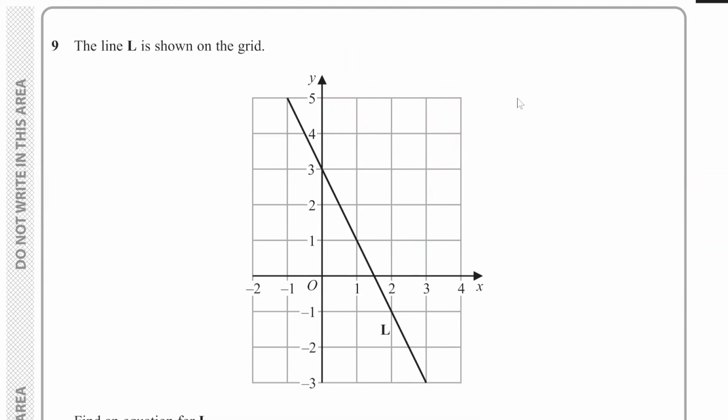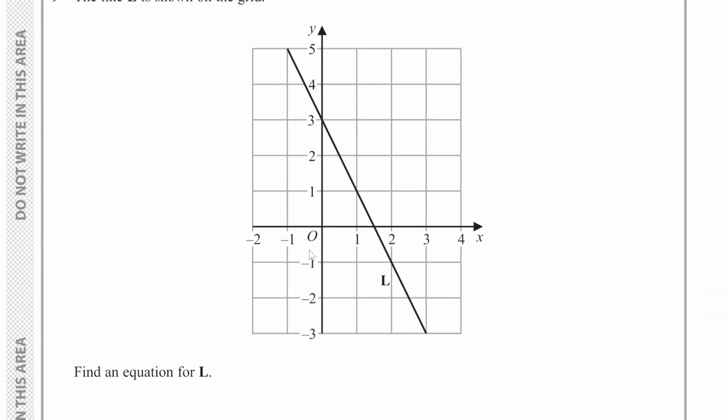Question 9. The line L is shown on the grid. Find an equation for L. So we write the equation of a straight line in the form y equals mx plus c, where m is the gradient. So for every one it goes across, how much does it go up or down? It goes down 2. So it goes across 1, down 2. So the gradient is -2.